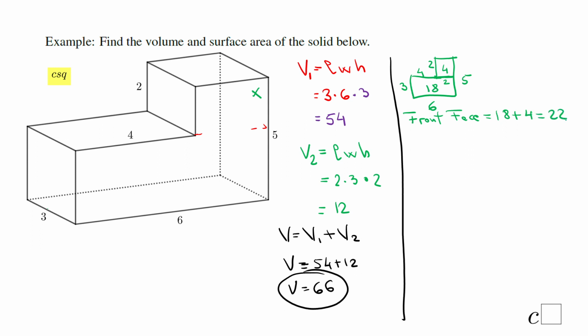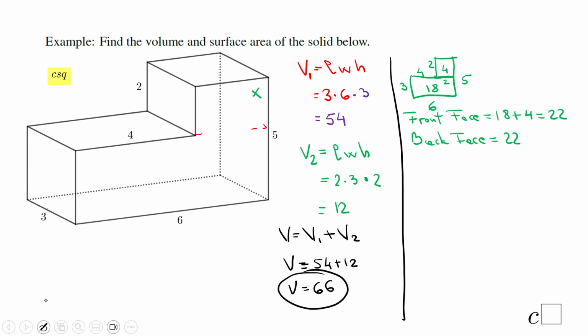But remember, you have 2 of them. So I'm going to say back and front. The back face is going to be the same. They are congruent, if you want to use a fancy word in geometry. 22. But then we have more faces, right?